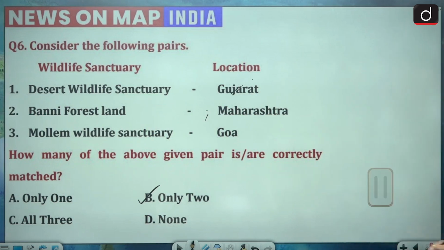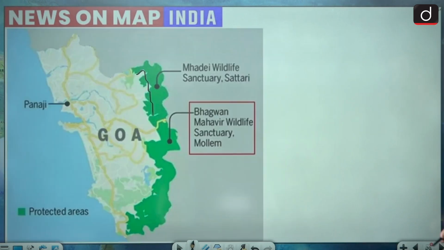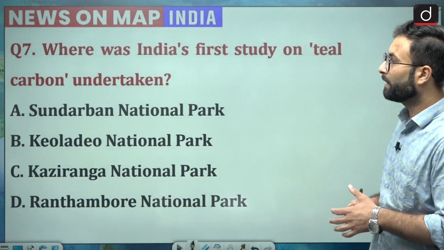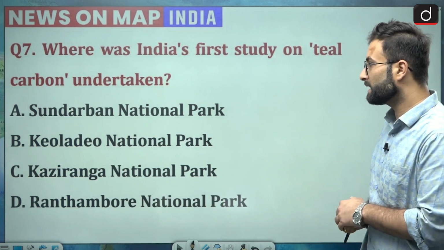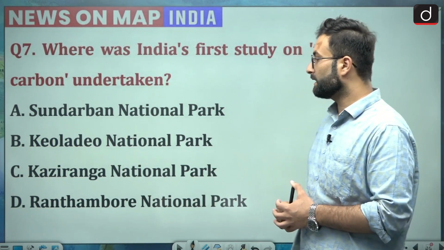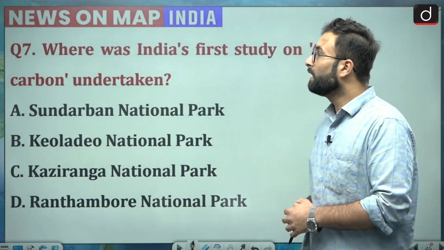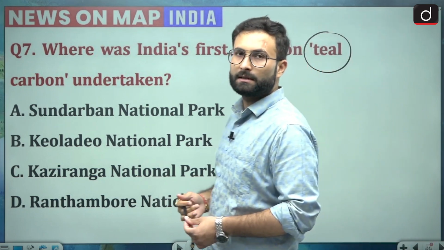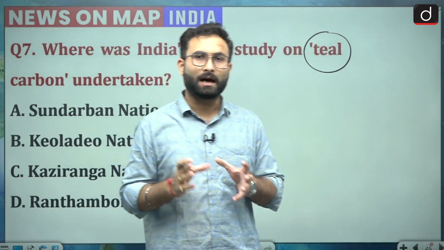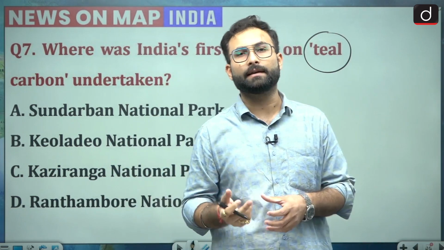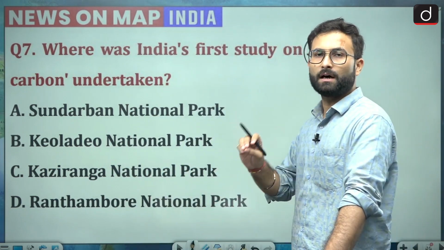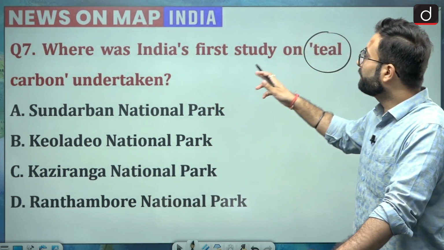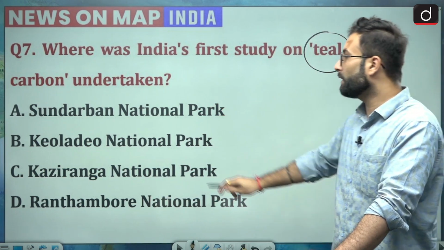Now moving further to question number 7. Where was India's first study on teal carbon undertaken? Sundarban National Park, Keoladeo National Park, Kaziranga National Park, and Ranthambore National Park. So they are talking about this teal carbon. Now what is teal carbon? This teal carbon is basically carbon which is stored in the wetland areas. So it is something to do with the carbon stored or sequestrated in the wetland areas. And the first such study was performed at Keoladeo National Park.